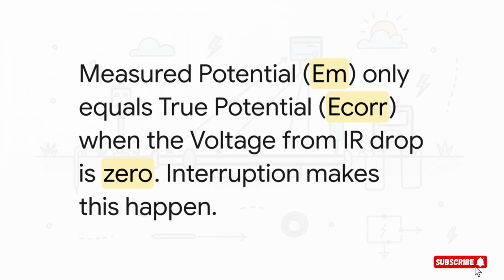The whole concept really boils down to this one simple but powerful equation. EM, our measured potential, will only equal ECOR, the true corrosion potential, if, and this is the important part, the voltage caused by the IR drop is zero. By interrupting the current, we momentarily force that IR drop to zero, and in that split second, we can capture the true potential. This is the absolute cornerstone of doing accurate CP field work.